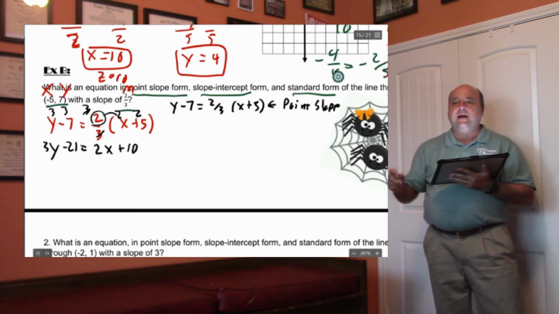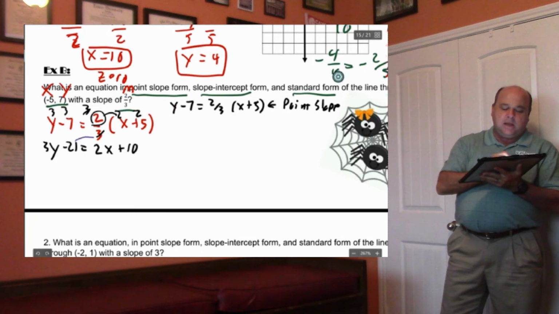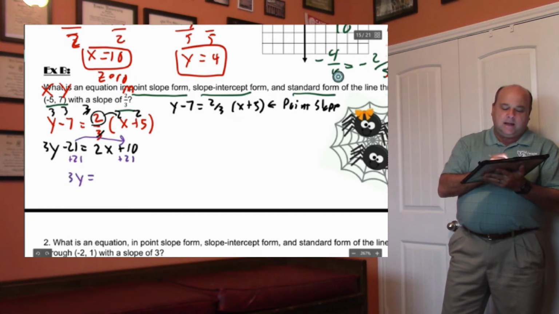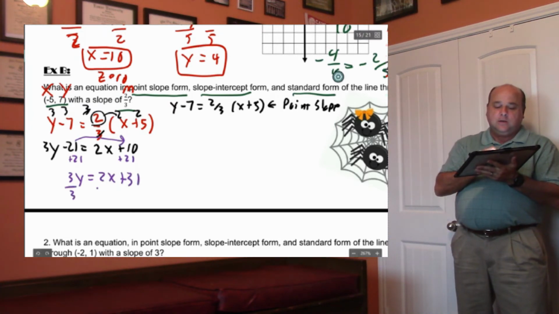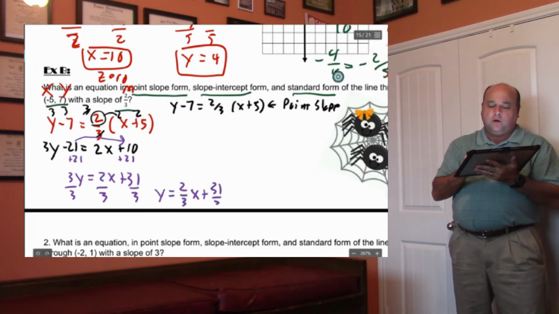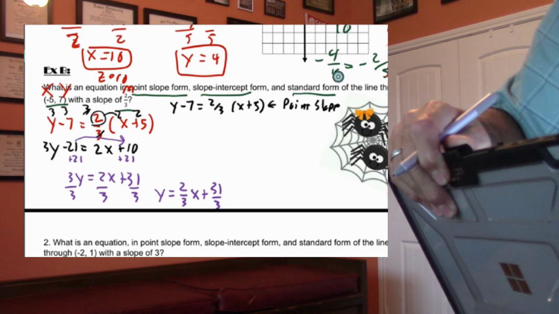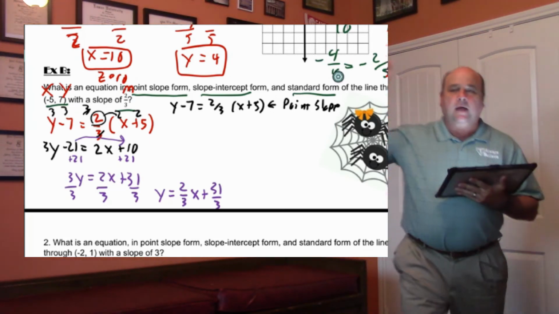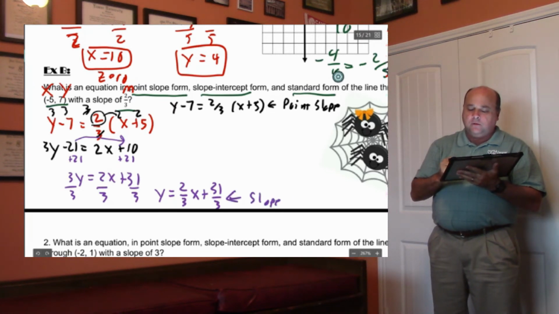So I have my point slope, and now let's do mx plus b first. Okay, so we're going to solve this for mx plus b. I'm going to take the 21 and move it across. And I'm going to get 3y equals 2x plus 31. And my y-intercept here is going to be a fraction. Divide by 3. And I'm going to get y equals 2 over 3 x plus 31 over 3. Okay, now then let's do the next one. This is slope intercept.